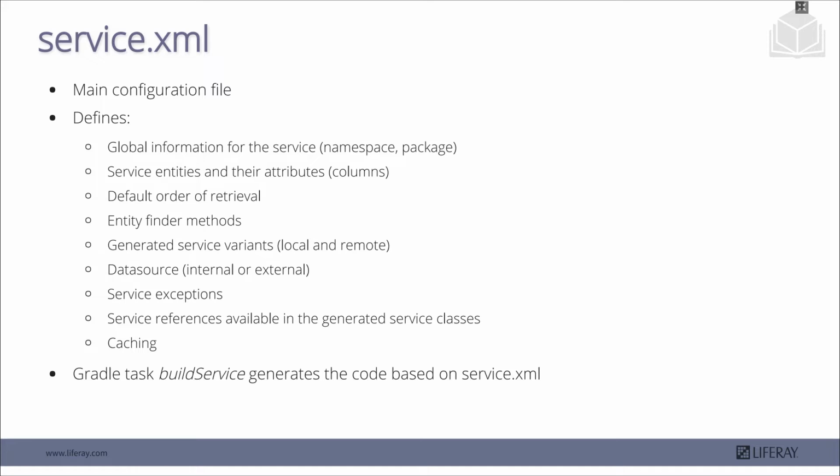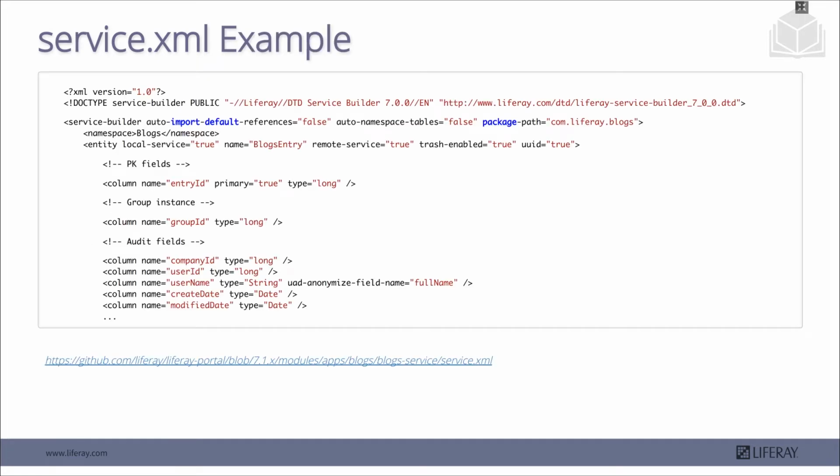Once we do that, we're going to run a Gradle task called build service. Build service is going to generate a whole bunch of code. It's going to generate all of our service layer code, our persistence layer code, and even our SQL statements as well. So it'll also help us create the database too, or at least our database table.